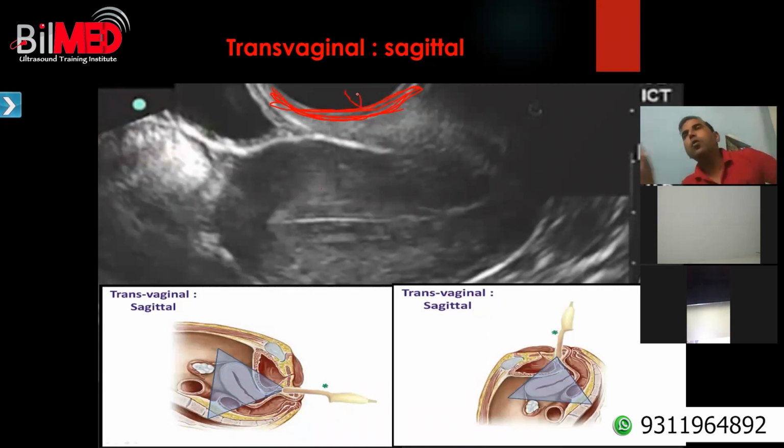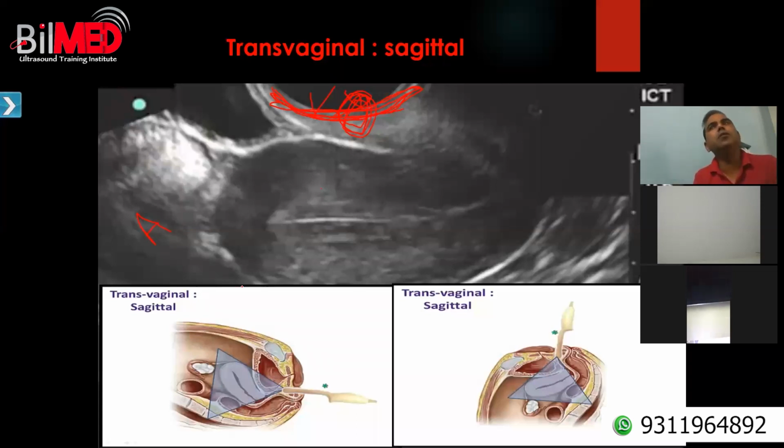Is this side the anterior of the image? Yes or no? Yes, sir. Now, where is the anterior of the patient? By anterior, I mean the front of the patient. Here, yes or no? Yes, sir. No. Here is the anterior of the patient.